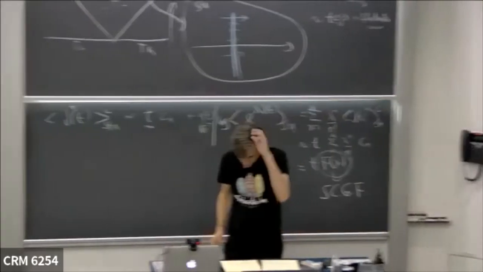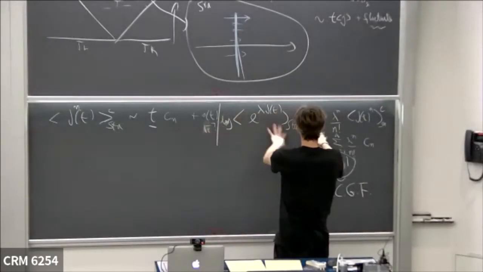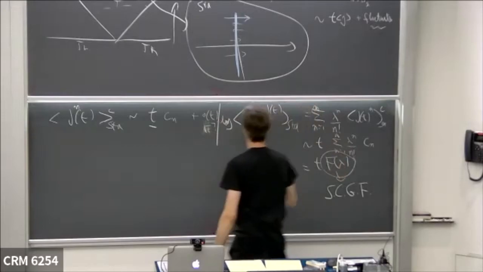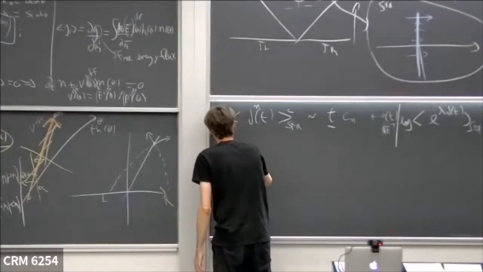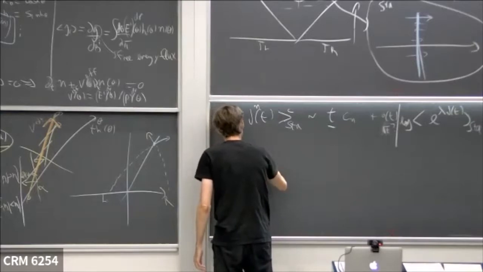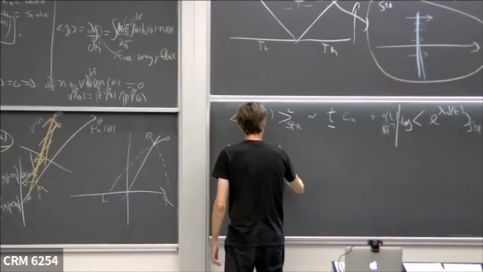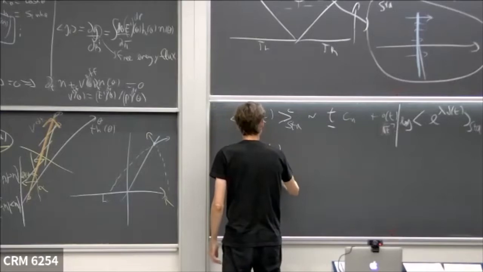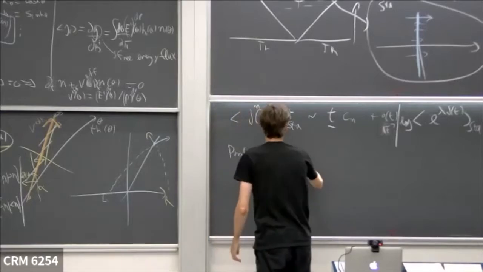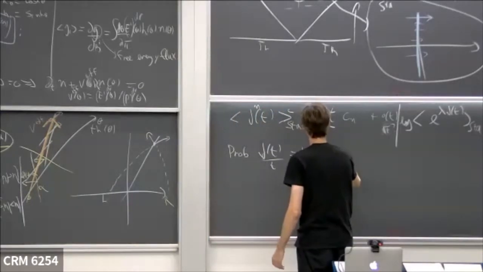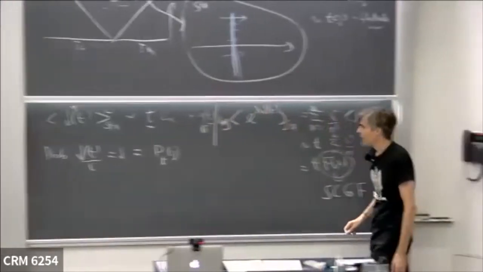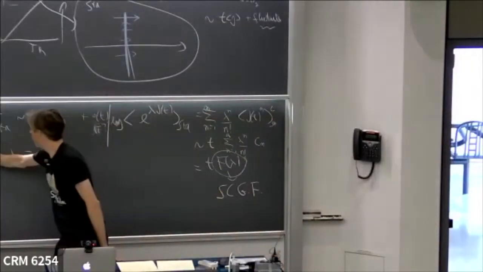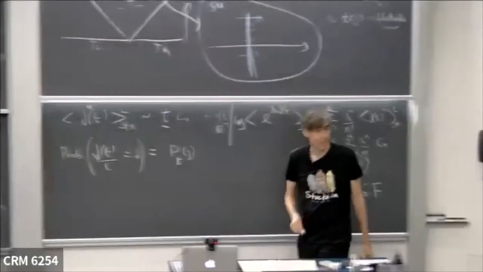Now, a bit more of this theory. So this is a cumulant generating function. If you think in terms of the probability, the probability that J of t divided by t takes the value j, let me call that Pt of j. Now, one can wonder what this probability function looks like at large time.